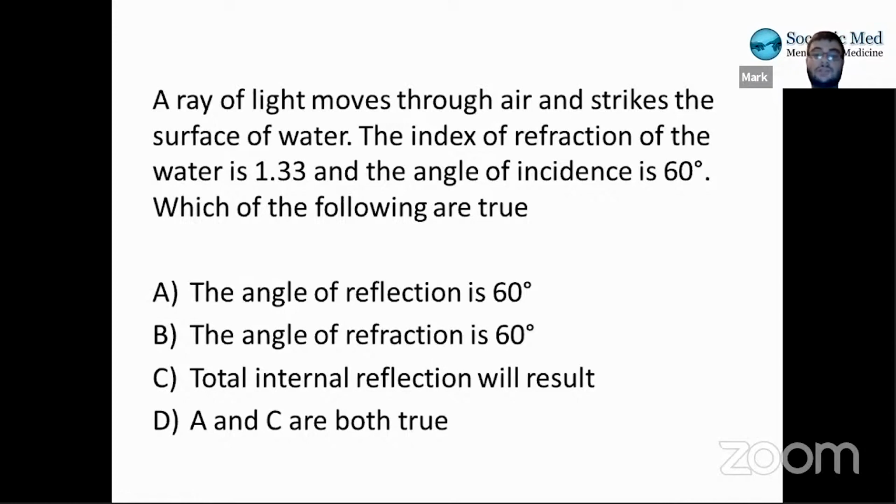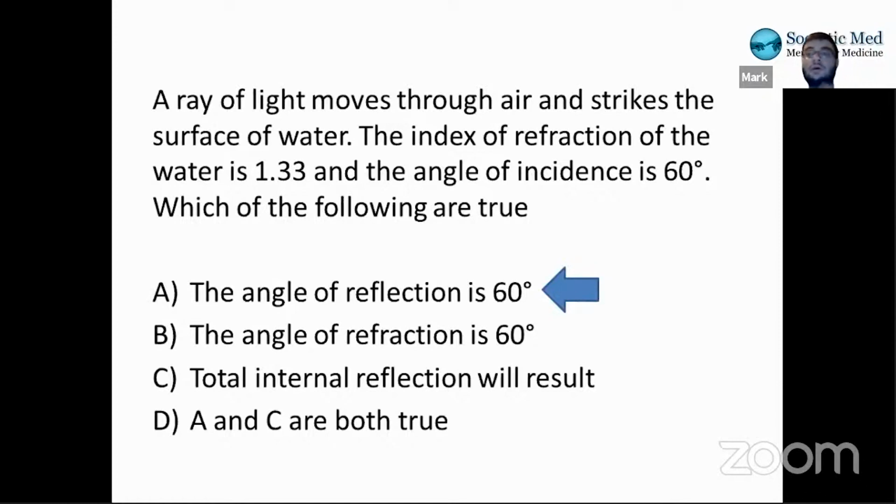Total internal reflection would occur. Again, this is not true, because total internal reflection only really happens when you go from a higher index substance to a lower index substance. So if we were going from, say, water to air, that may happen, even though it likely wouldn't, because 60 degrees is too small of a number. But it may happen if we were at 80 degrees, going from water to air.